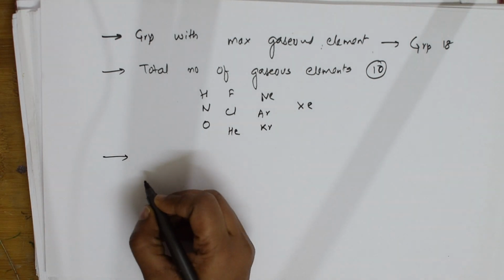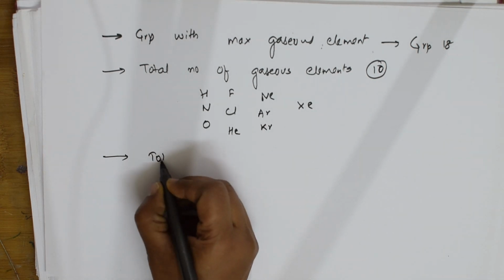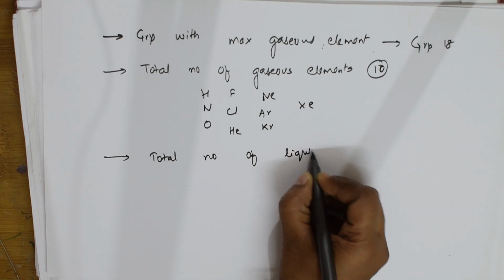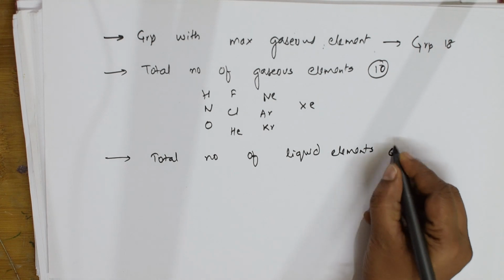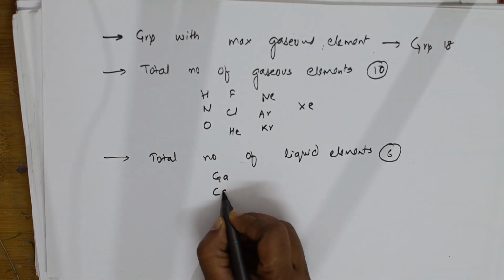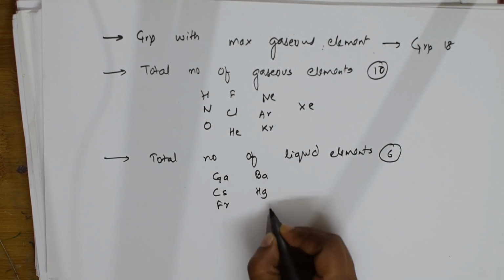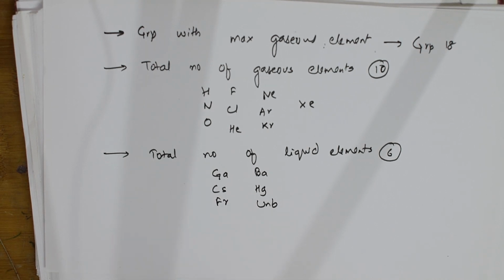Next, students. Which is the total number of liquid elements? Okay, let me write that. Total number of elements which are in liquid state, liquid elements. So basically, if I have to write, there are 6. What are they? Gallium, cesium, francium, barium, mercury and Uub, atomic number element 112 in the periodic table.